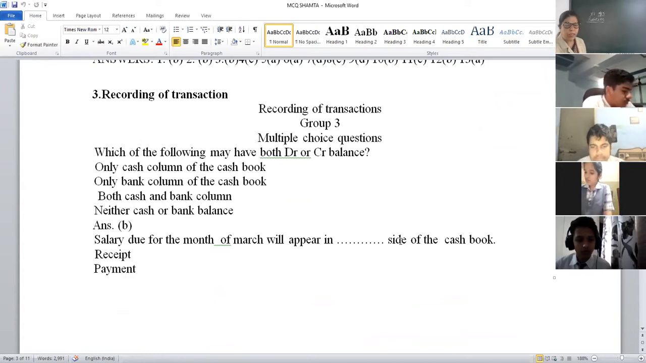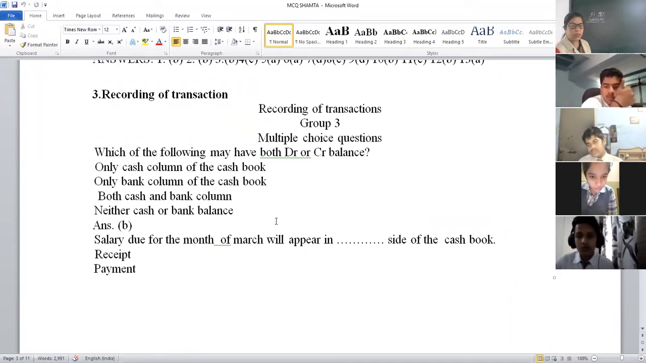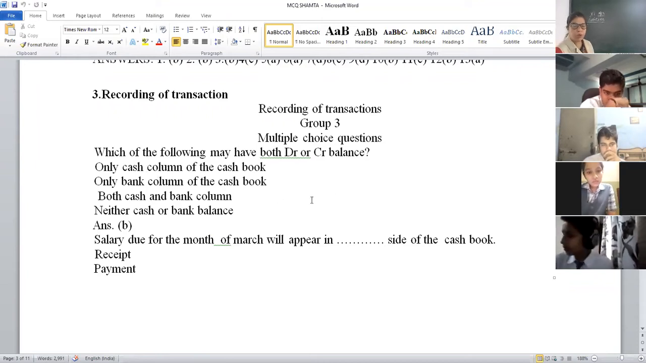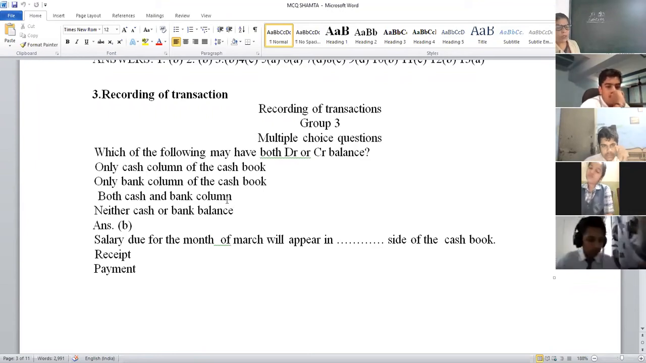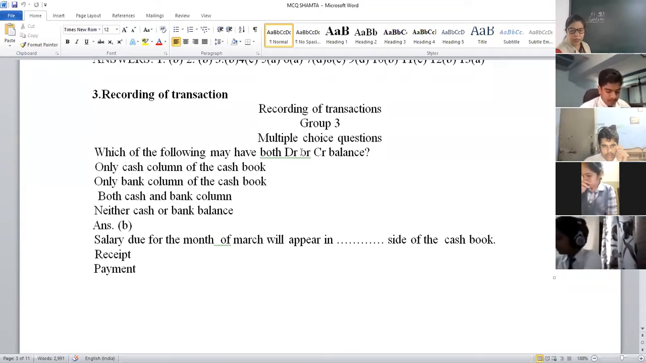Which of the following may have both debit or credit balance? Krish Gupta, is the screen visible? Yes. Which of the following may have debit or credit balance? Only cash column, only bank column, both cash and bank, neither cash nor bank. Your answer will be only the bank column may have debit balance or may have credit balance.